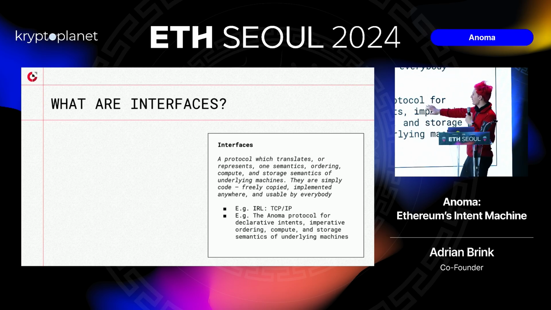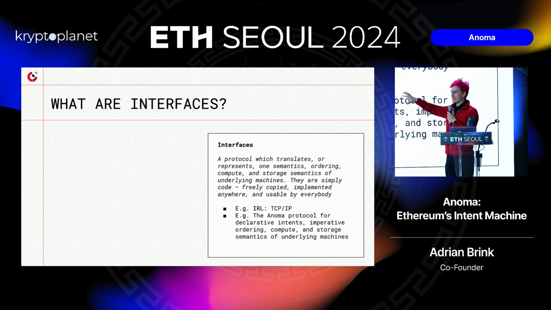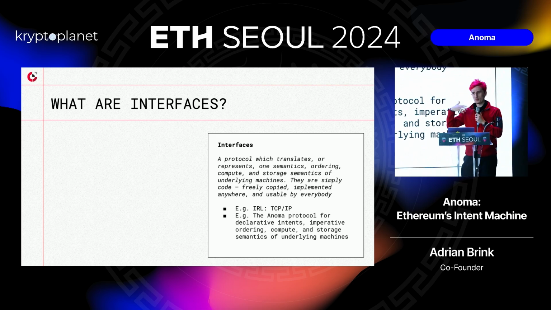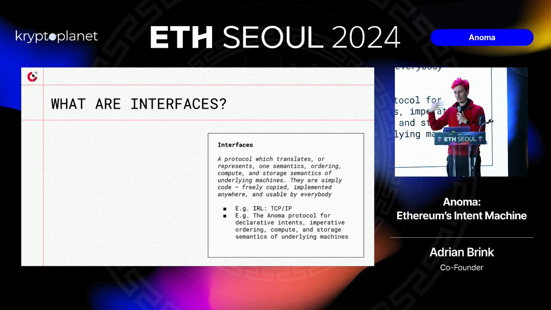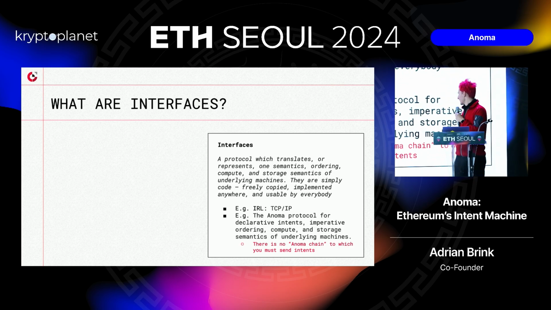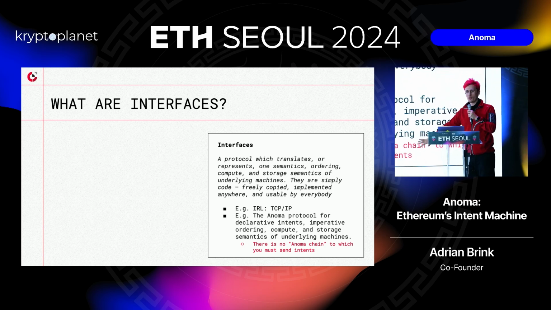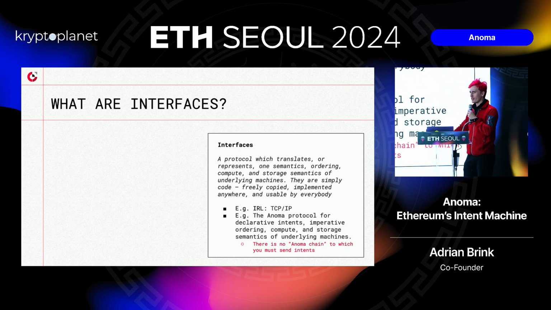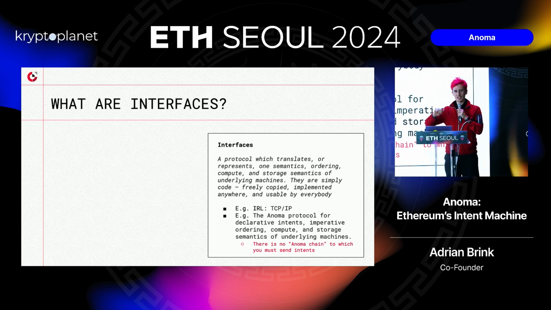And so the Anoma protocol is an interface. It's a common abstraction for declarative intents, where you have declarative intents over imperative ordering, compute, and storage. It abstracts away the semantics of whatever underlying virtual machine or underlying security model you want to use. This is really important to me: there is no Anoma chain in that sense. There's no "everyone must send all intents to this one thing."